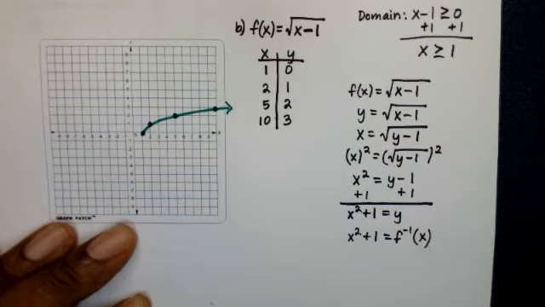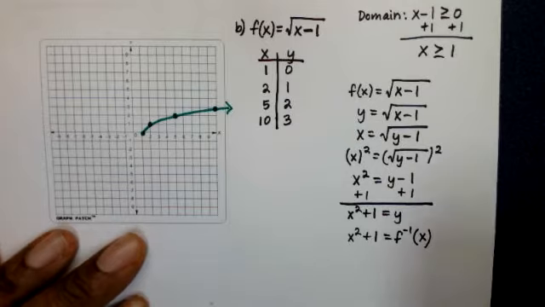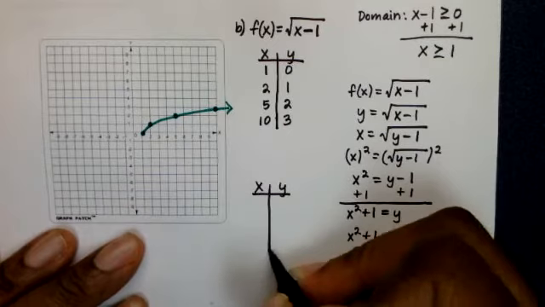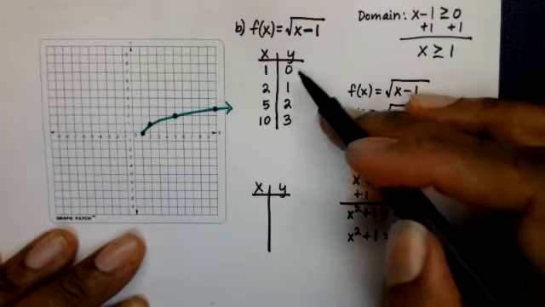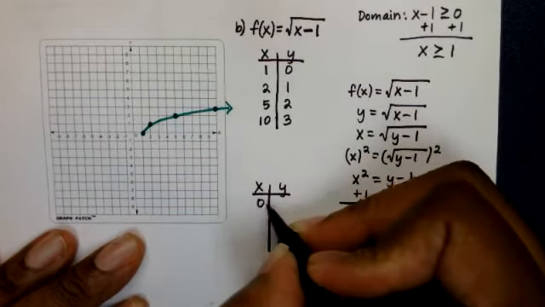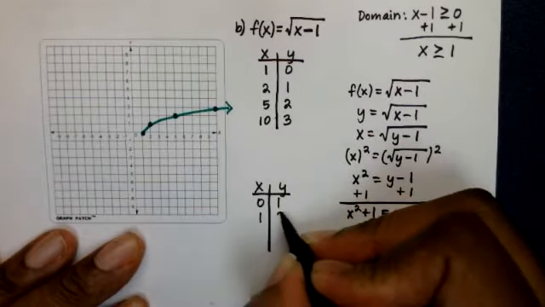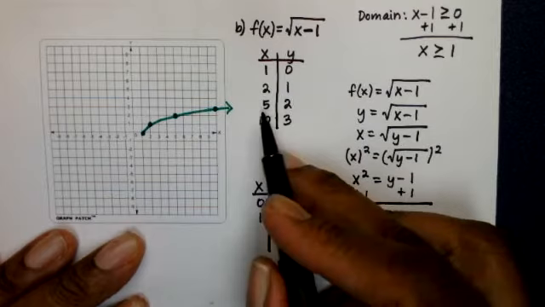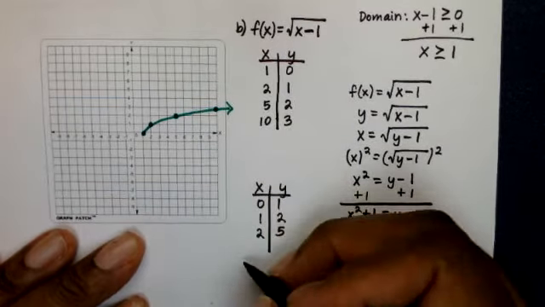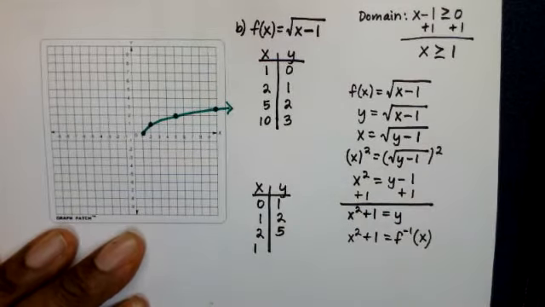Okay. Now here we're going to restrict it to values of x greater than or equal to 1. But notice with the inverse, if you have your ordered pairs, you can just interchange the ordered pairs. So (1, 0) will become (0, 1). (2, 1) will become (1, 2) if we interchange them. (5, 2) will become (2, 5). (10, 3) will become (3, 10).